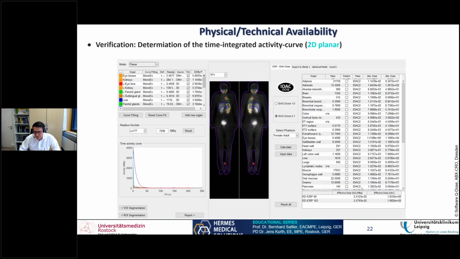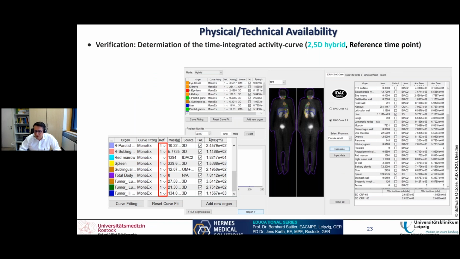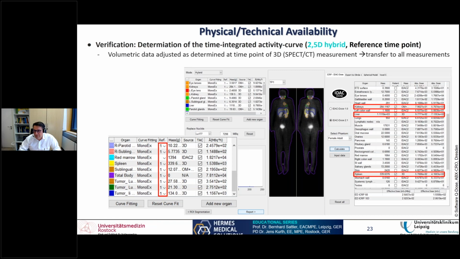organ dimension out of an IDAC phantom, and there are a number of phantoms out there, and you need to choose what you want. And when you do a 2.5D hybrid, you would select some of the organs that you have measured at one time point in 3D, and then use those volumes for your dosimetry, but with your activity data from planar scintigrams. So you have one 3D time point and more, as many as the patient can bear with, whole body scans. So you need only one 3D time point as a reference time point.